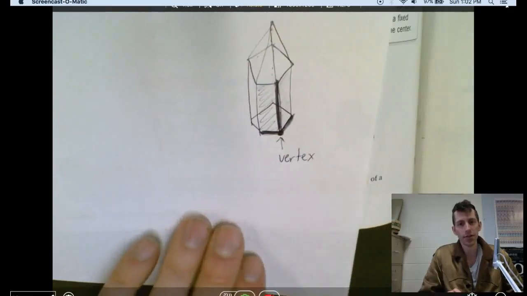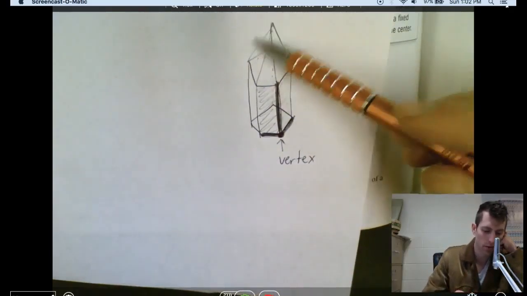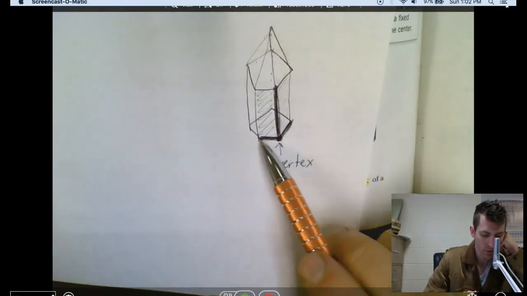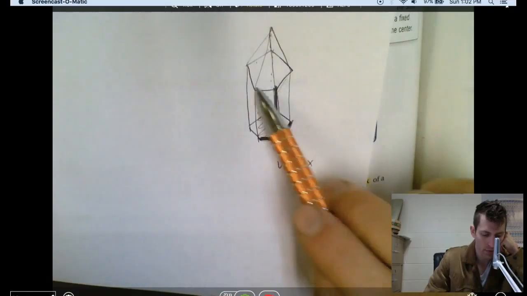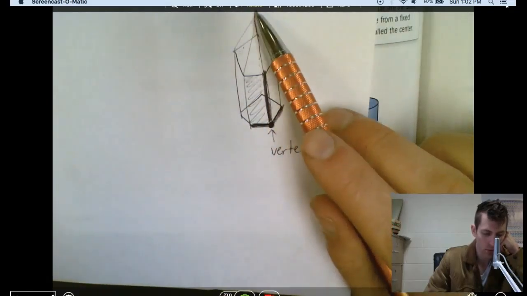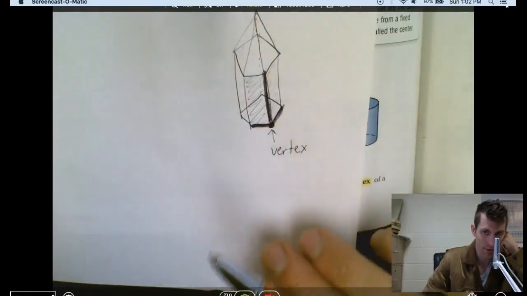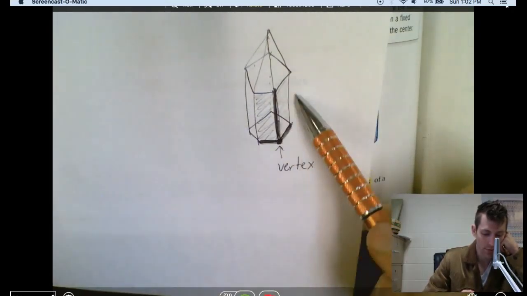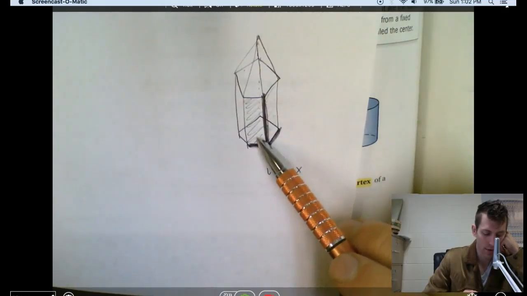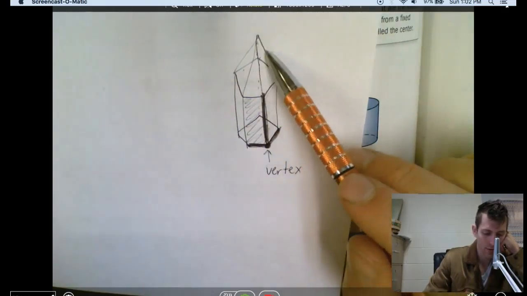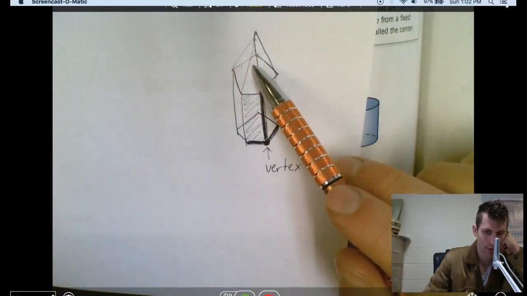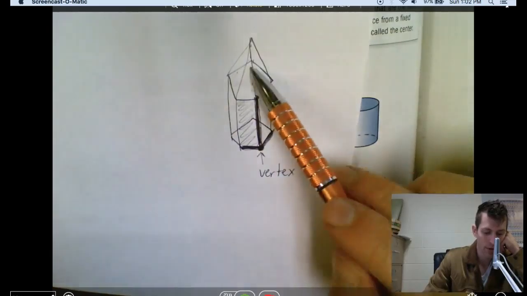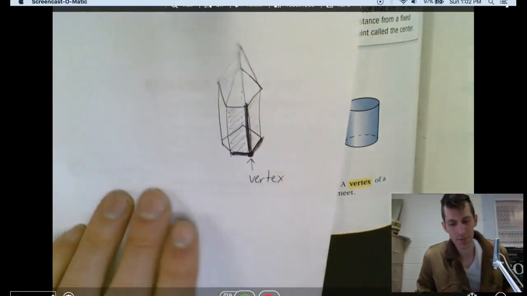How many vertices do you think my awesome little spire shape here has? 1, 2, 3, 4, 5 at the bottom. 1, 2, 3, 4, 5 here midway up, and then 1 at the top. So 11 vertices. How many faces are there? Well, 1, 2, 3, 4, 5 around the faces here. The bottom is another, that's 6. And then 1, 2, 3, 4, 5 triangles around this. That's 11 faces. I did not include this top pentagon because it's enclosed inside the shape.